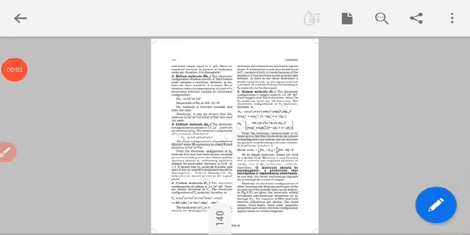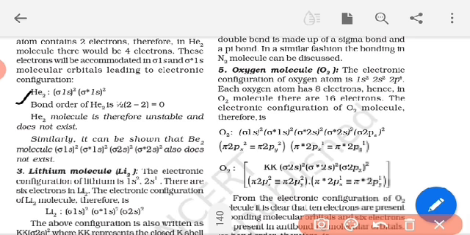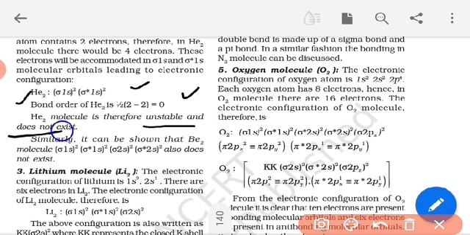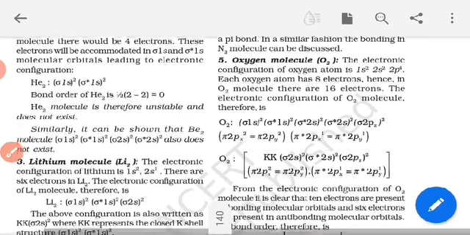Now let us discuss the molecule of helium. Its formula is He2. The number of electrons in the helium molecule is 4 and the configuration is sigma 1s2 and sigma star 1s2. Since the number of electrons in bonding and anti-bonding orbitals is the same, its bond order is 0. So we can say that the helium molecule is unstable and does not exist. Similarly, for the beryllium molecule, the number of electrons in bonding orbitals is 4 and in anti-bonding orbitals is also 4. So the beryllium molecule also does not exist and is highly unstable.